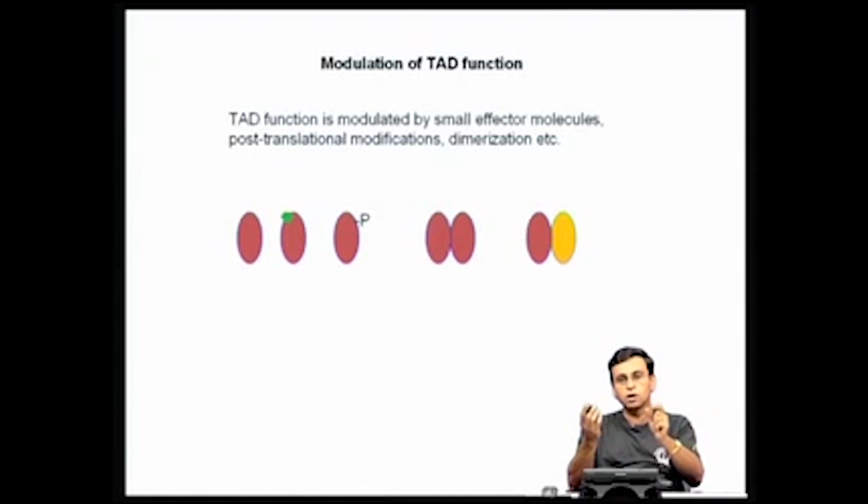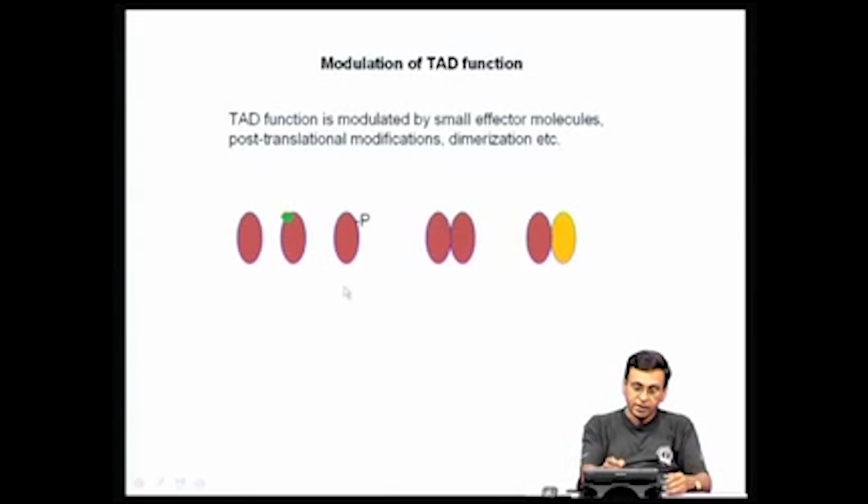The steroid molecule brings about a conformational change, dissociates HSP90 in the cytosol, and results in nuclear translocation and activation of transcription. There are also instances where the transcription factor or transcription activation domain function is modulated by specific post-translational modifications. It could be phosphorylation, acetylation, sumoylation, ubiquitination and so on. When these post-translational modifications happen, the transactivation domain function can either be activated or inhibited. We will discuss some of the examples later in this course.